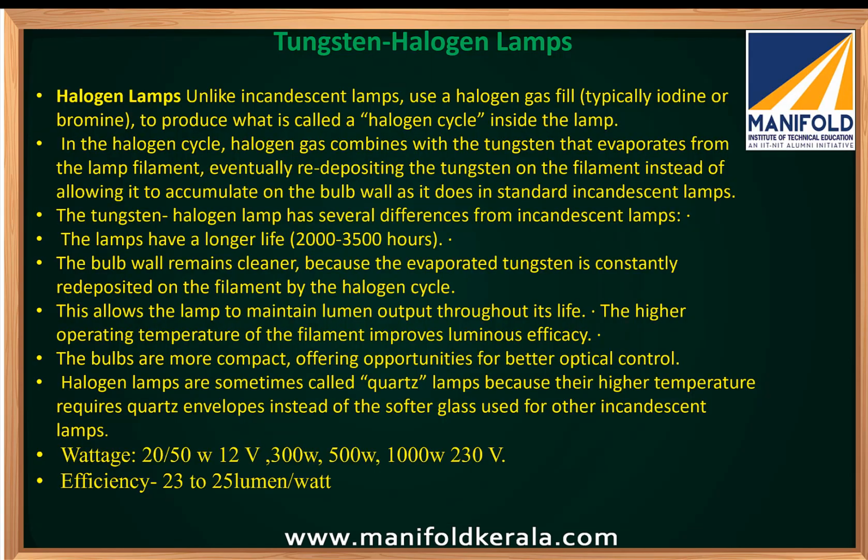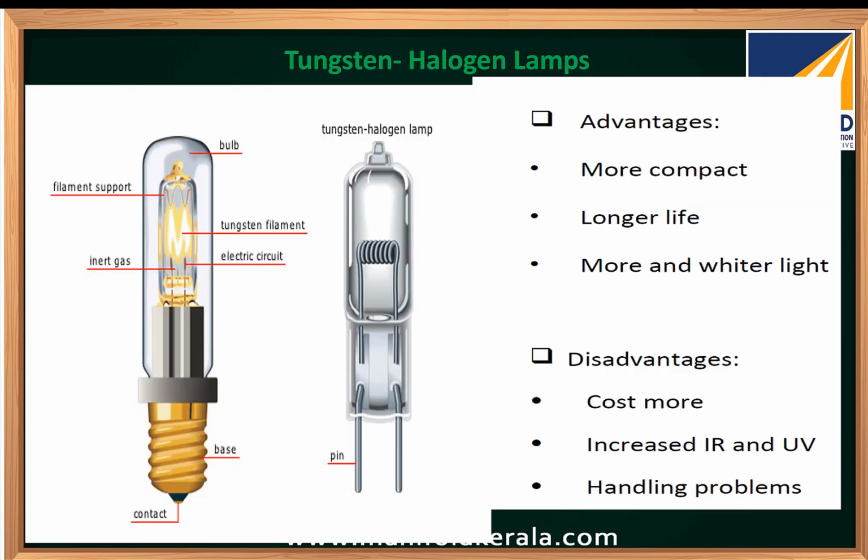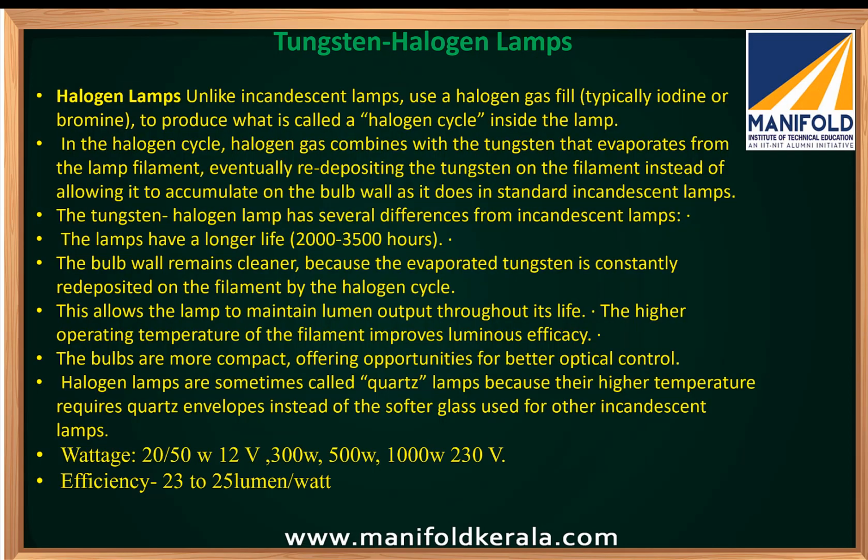Understand? Tungsten halogen lamp. Halogen lamps are like this, you can see from the images. Unlike incandescent lamps, they use a halogen gas fill. That means the lamps are surrounded or enveloped by halogen gas, typically iodine or bromine, to produce what is called the halogen cycle.